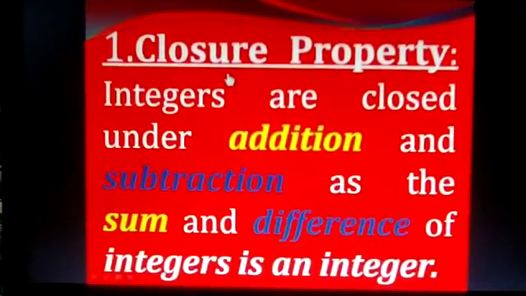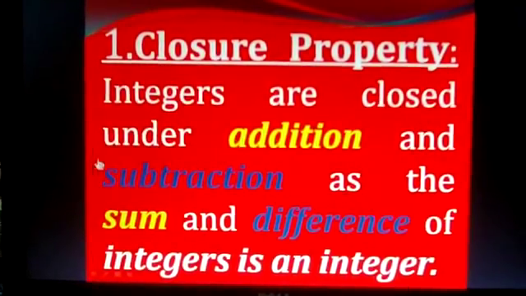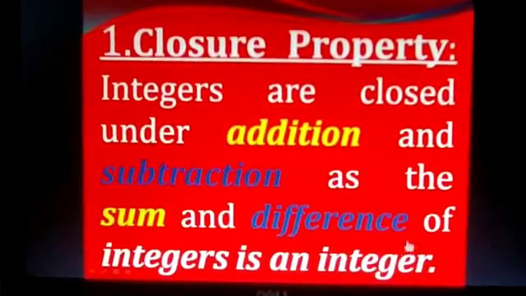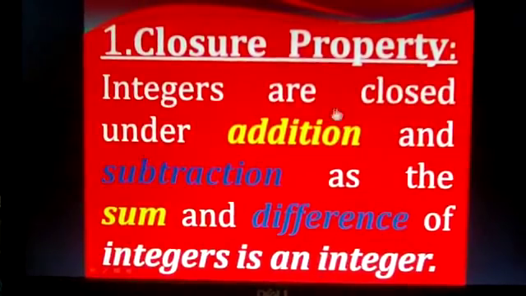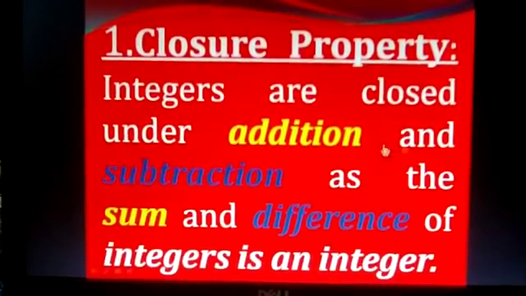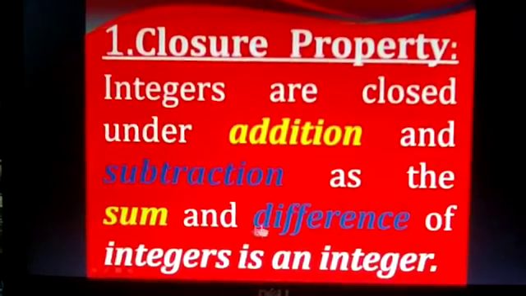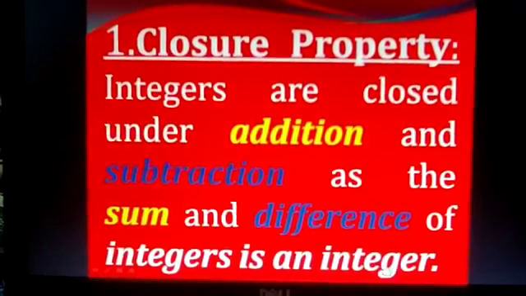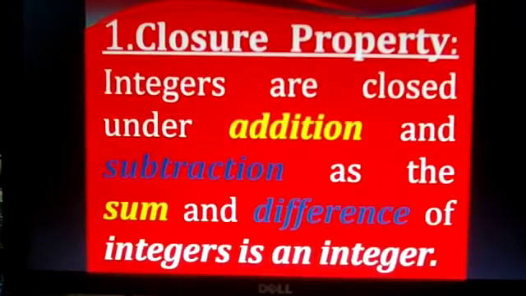What do you mean by closure property? Integers are closed under addition and subtraction as the sum and the difference of integers is an integer. It means that the sum or the difference of any two integers will also be an integer.